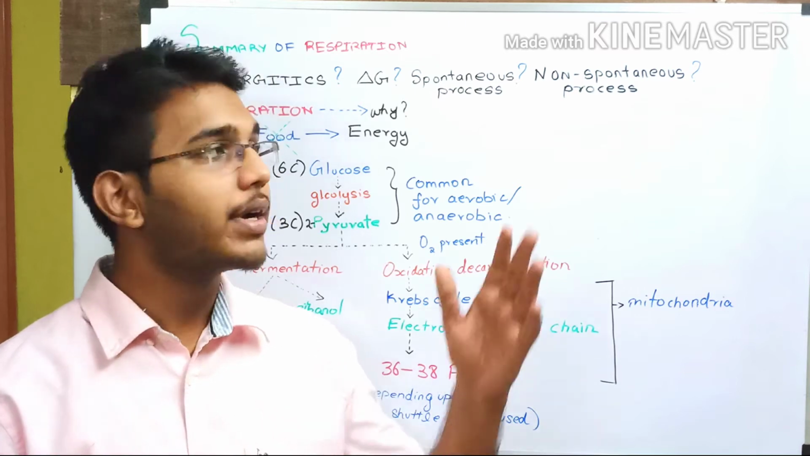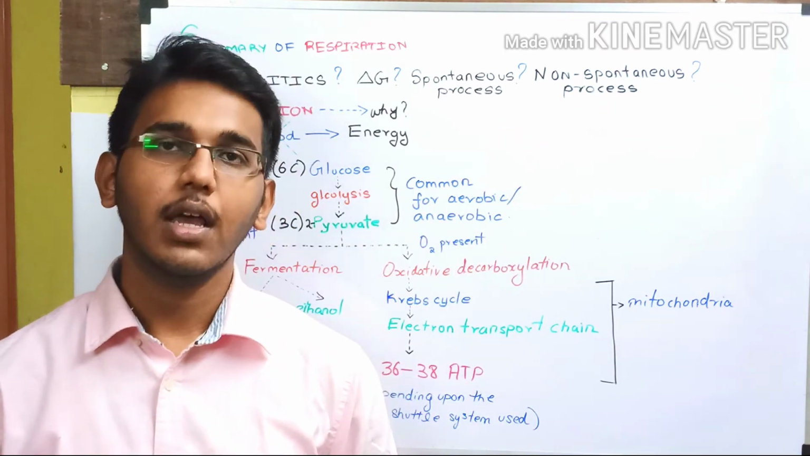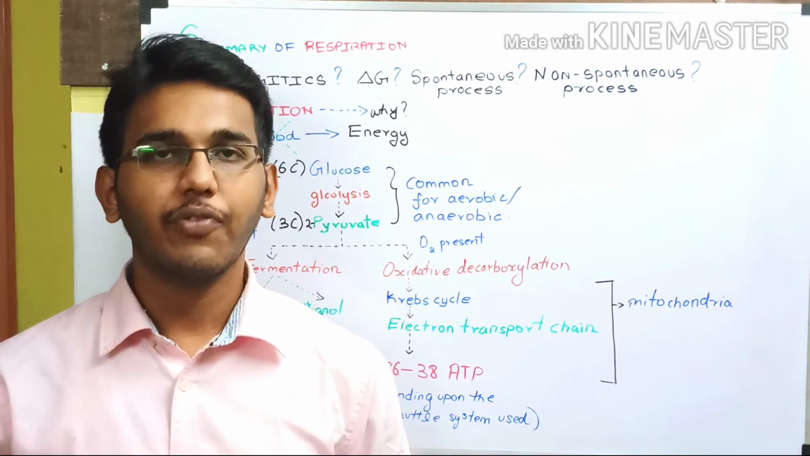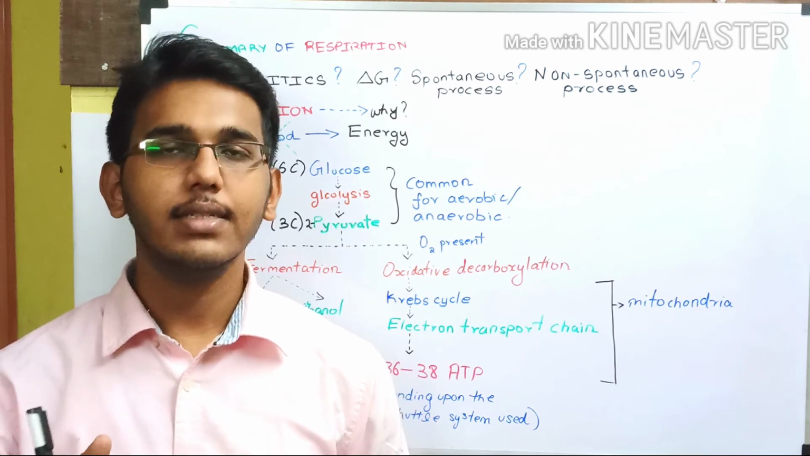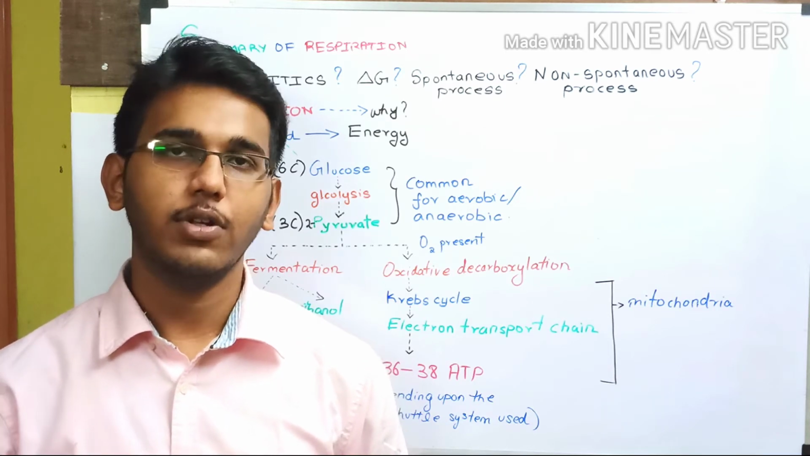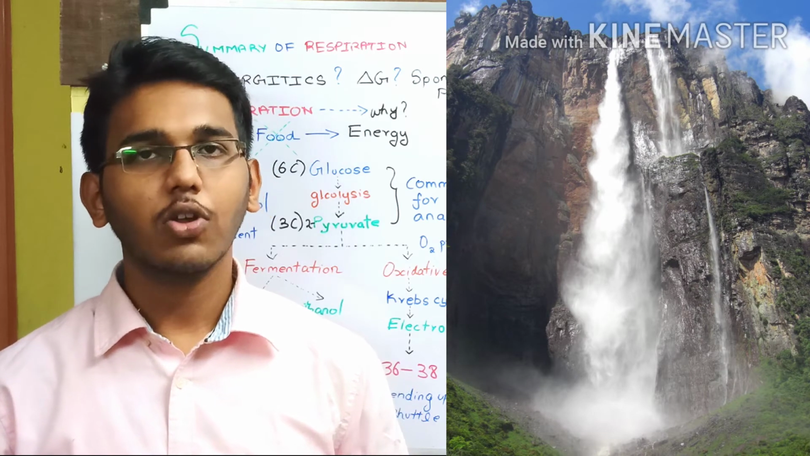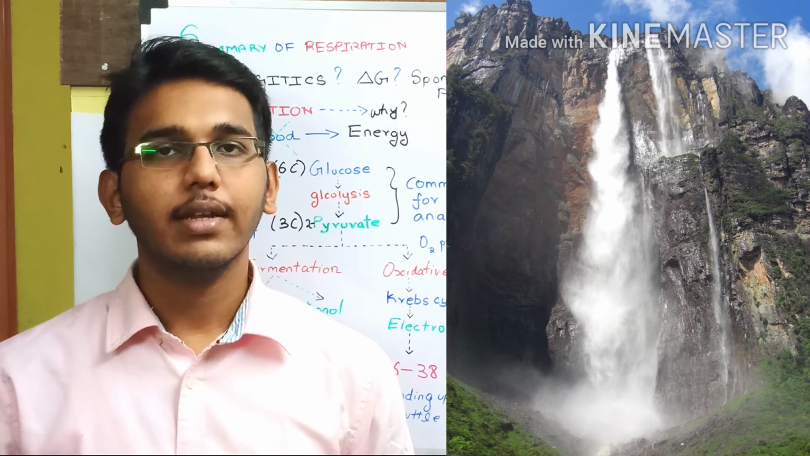And next we have spontaneous and non-spontaneous processes. What is a spontaneous process? A process which does not require any external aid of energy to occur properly is called a spontaneous process. Let us take an example of waterfalls. In waterfalls, the water falls from the top of the hill to the bottom of the hill without the help of any other external energy.